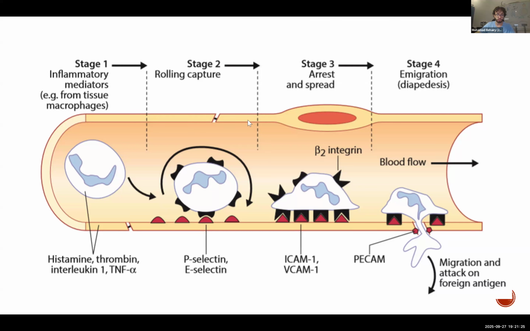Could they ask a question with both molecules? How would we differentiate? No, they won't. If they ask you a question about rolling, you will only find either P-selectin or E-selectin in the choices. There is absolutely no way that they're going to give you both of them. Okay?